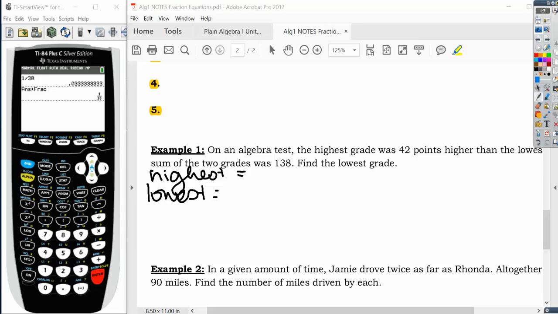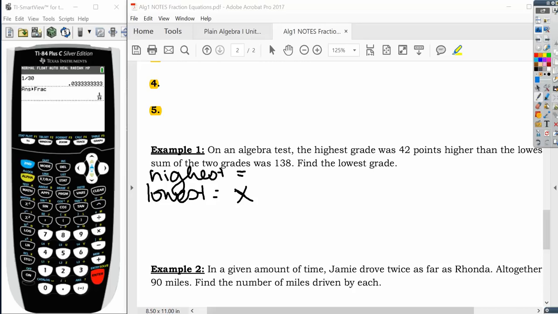And in my highest grade, what does it tell me about my highest grade? It tells me my highest grade is 42 points higher than my lowest grade, okay? What does this problem tell you about the lowest grade? Well, it tells me nothing. So the one that I know nothing about gets the X.